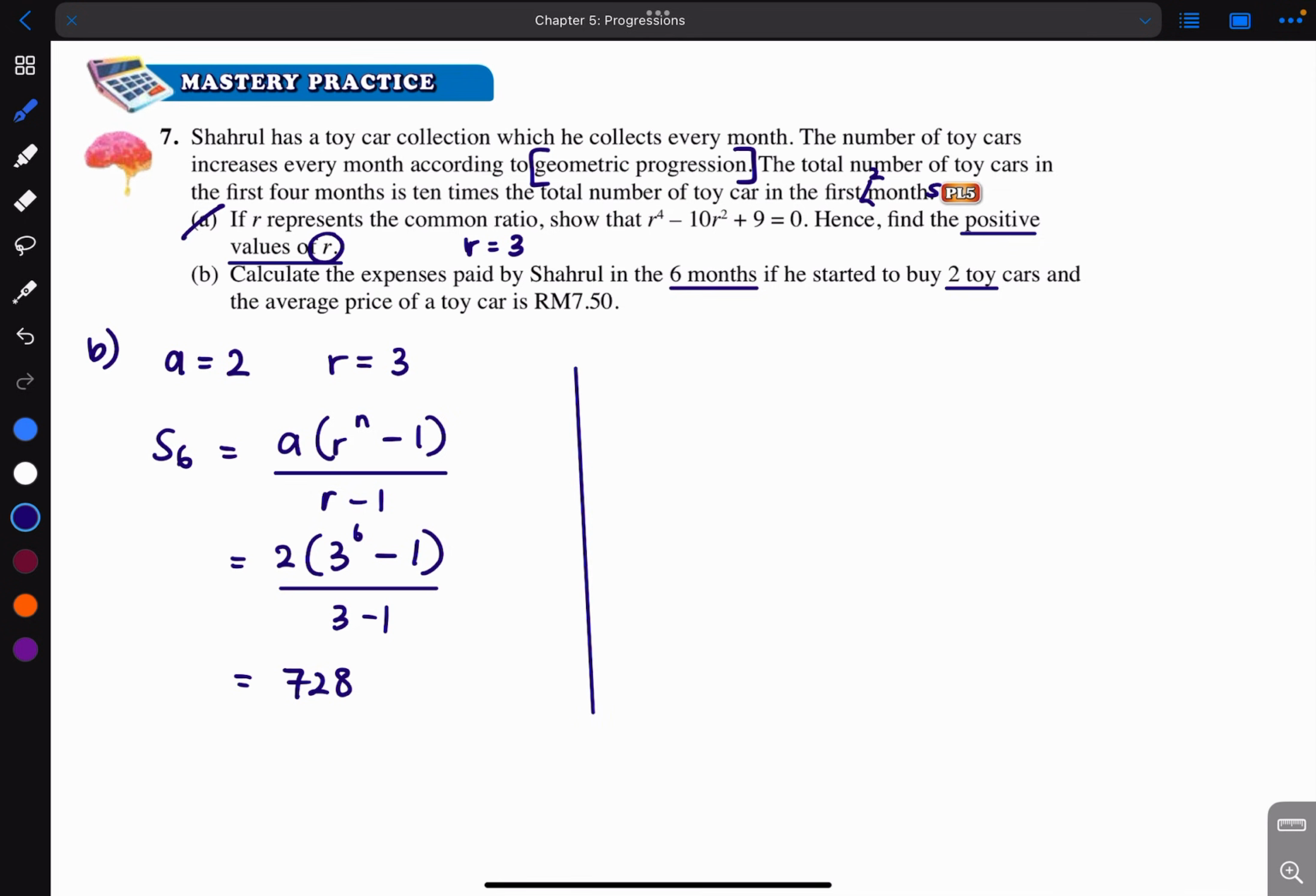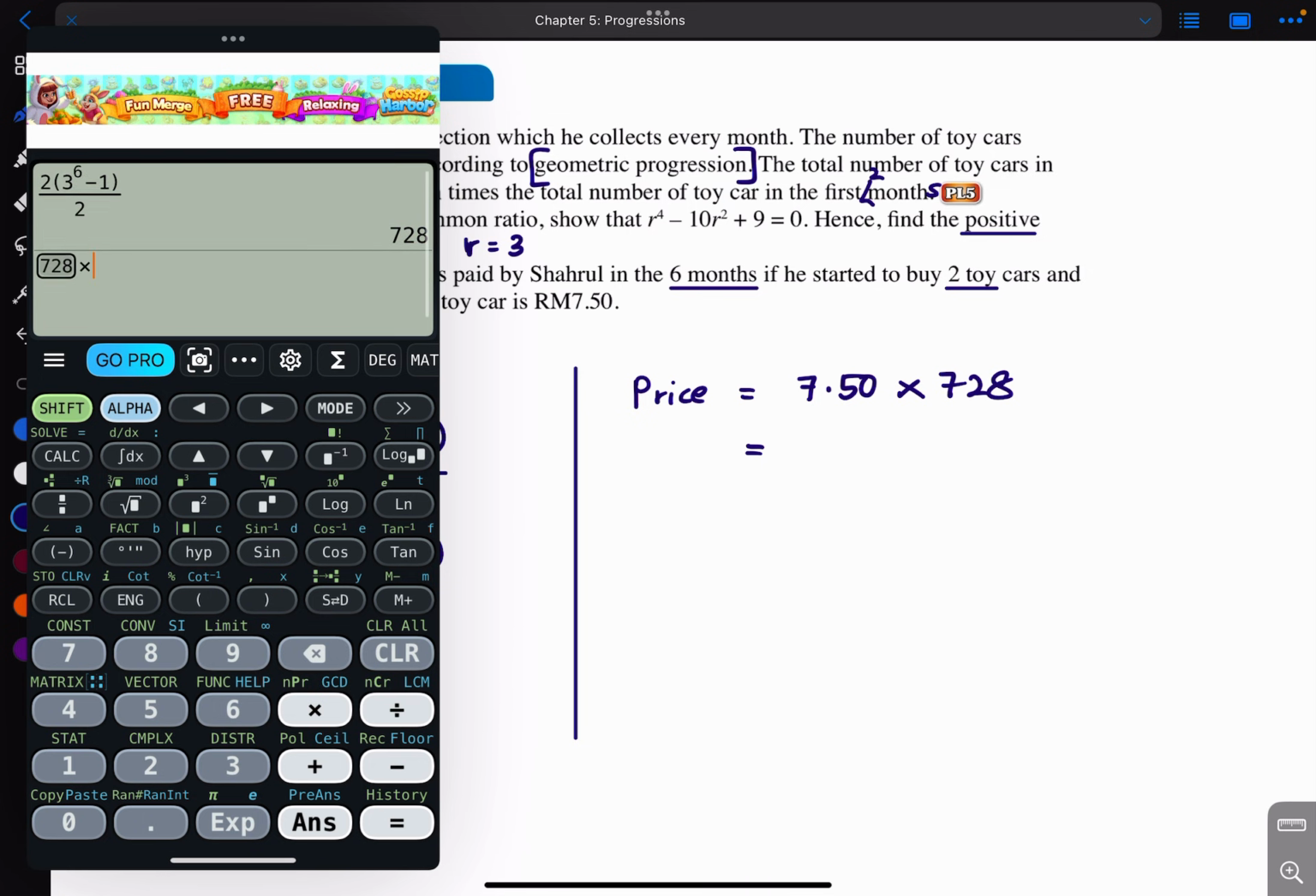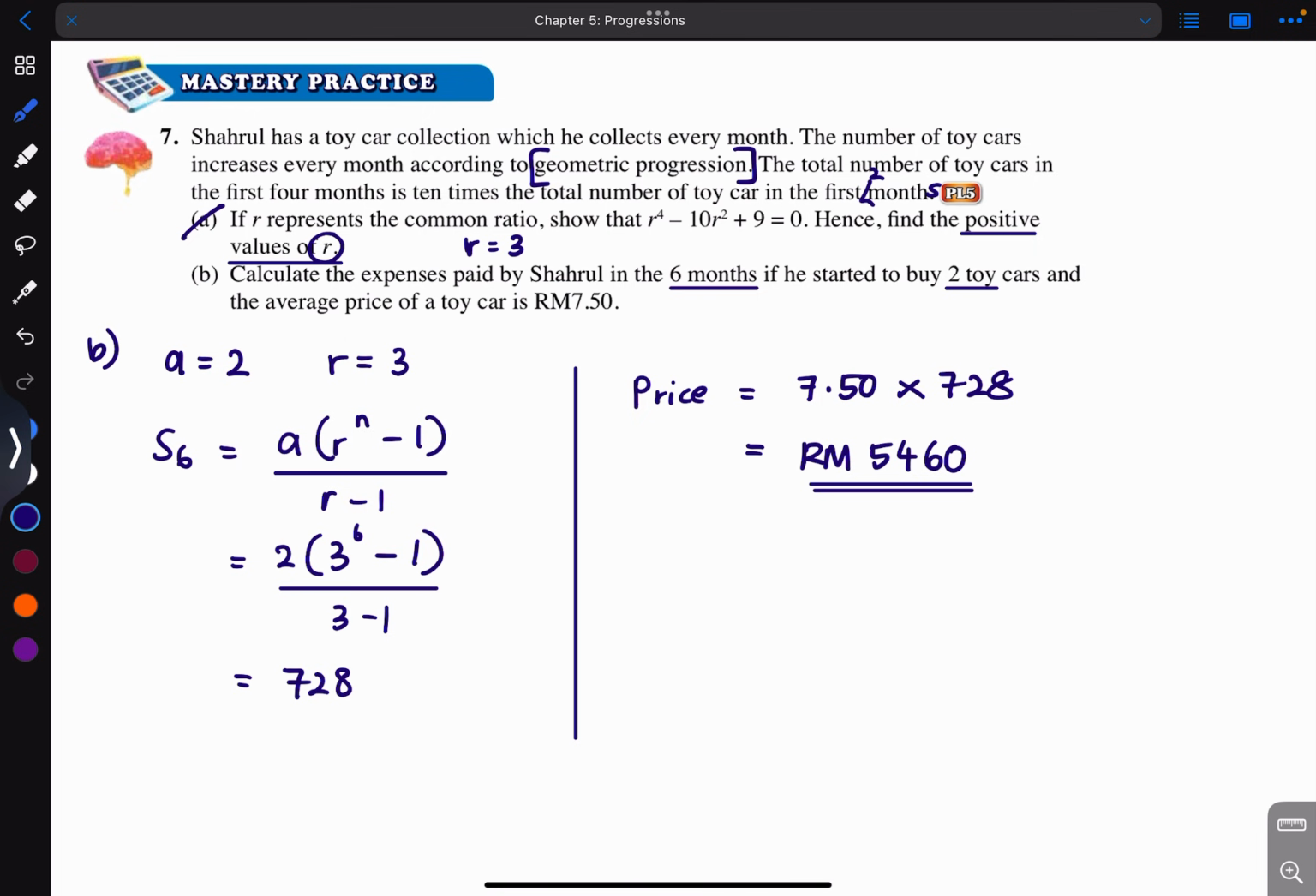So each car is 7 ringgit 50 cents, so we can say the price will be 7 ringgit 50 cents times 728 cars. 7.50 times 728, so he would have spent 5,460. This is the number of cars he would have. This much he would have spent after 6 months. So he has a total of these many cars. That's a lot of cars. That's it.